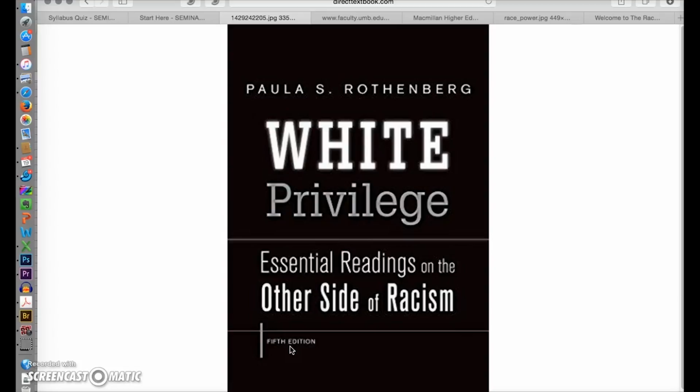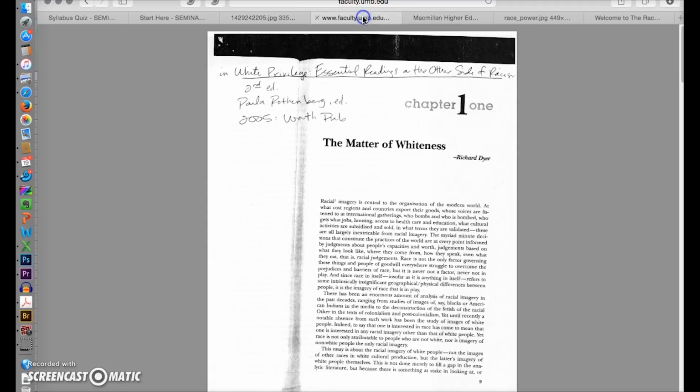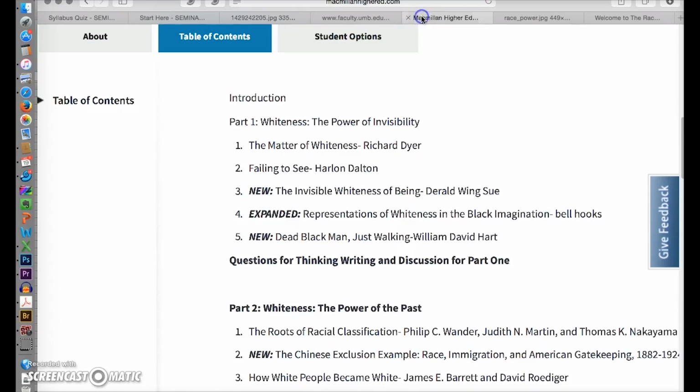I've used this book for many years, and I think it's a really useful selection of a lot of different authors and a lot of different viewpoints. Your assignment for this week is to read this piece by Richard Dyer called The Matter of Whiteness. And you're going to find it in the table of contents. Richard Dyer's The Matter of Whiteness and Harlan Dalton's Failing to See.